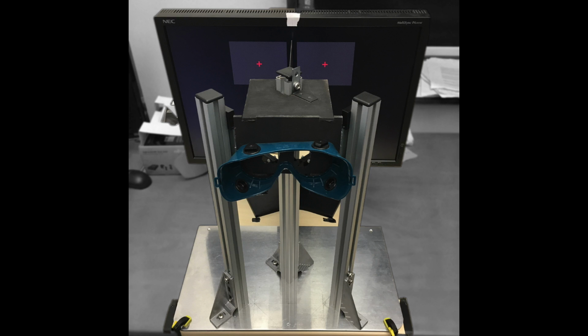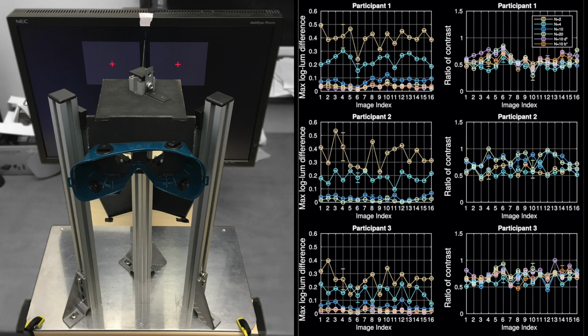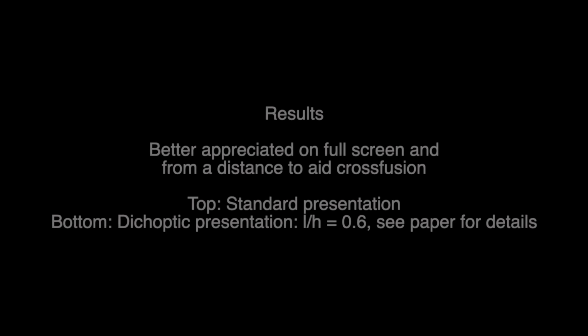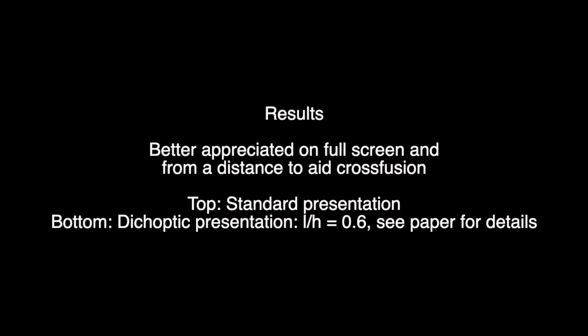To control the trade-off between contrast gain and binocular rivalry, we conducted an experiment to establish the main factors that cause rivalry in enhanced images and find the best parameters for our method. We now show the results of our method in a format suitable for cross-fusion.